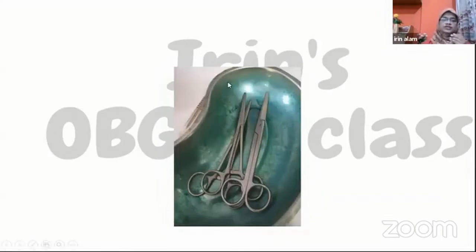These are the instruments for holding and cutting the umbilical cord of the fetus during cesarean section. This is the straight artery forceps. Usually, Kocher artery forceps are used for the umbilical cord clamp. Two Kocher forceps are used for clamping the umbilical cord. And this is the cutting scissor.